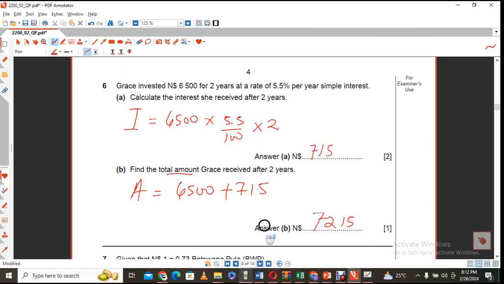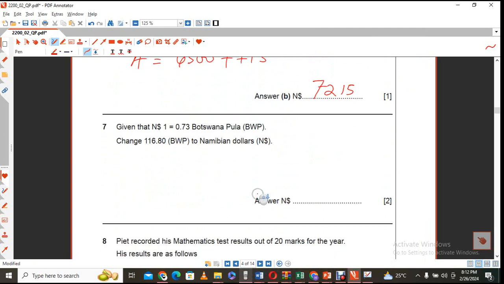Right, question 7. Here is a question on exchange rates. 1 Namibian dollar, I like to use the ratio method. Then you have the Botswana pula. 1 Namibian dollar is equivalent to 0.73 pulas. So you need to change 116.8 pulas to Namibian dollars, so you can do cross multiplication. Bottom line is, if you do that, you know that you have the same currency, therefore you will be dividing.